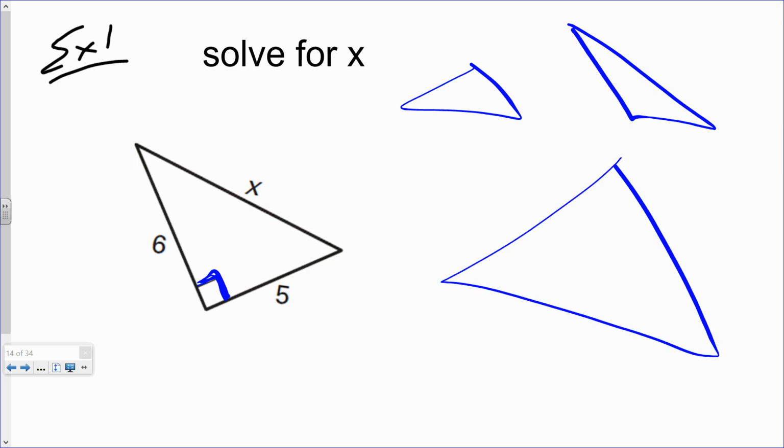Here's another triangle. Pythagorean theorem doesn't work for any triangle. It only works for a right triangle.